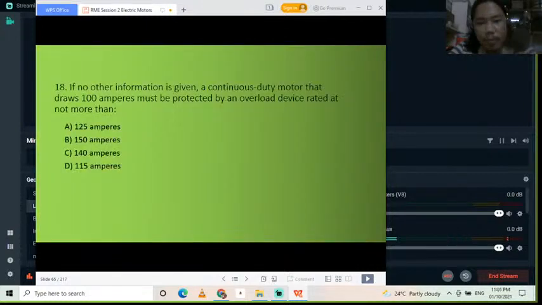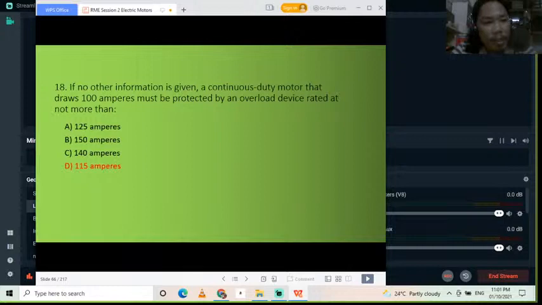Number 18. If no other information is given, a continuous duty motor that draws 100 amperes must be protected by an overload device rated at not more than blank. If no other information is given. Ano daw yung continuous duty motor natin na merong 100 amperes must be protected by an overload device rated at not more than blank. So, nasusulat po yan. So, 115 amperes po ang sagot natin, letter D.